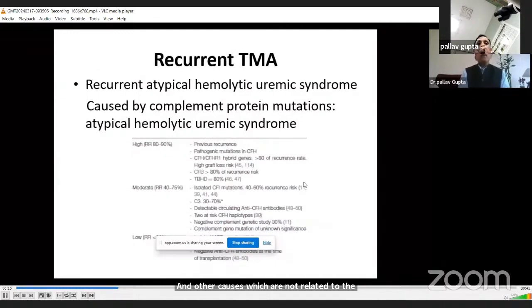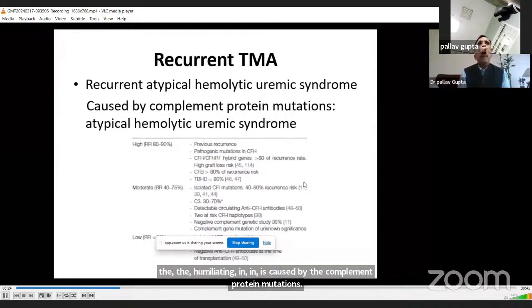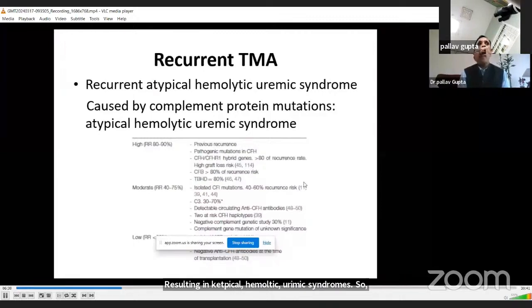Now, recurrent TMA, or recurrent atypical hemolytic uremic syndrome, is caused by complement protein mutations resulting in atypical hemolytic uremic syndrome. So these patients harbor various forms of complement protein mutation, which I will just be enlisting, and depending upon the type of complement protein mutation, they will be at either high risk for developing recurrent atypical HUS, or moderate risk or low risk.